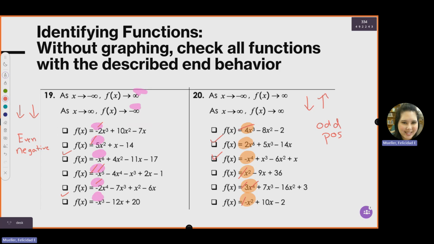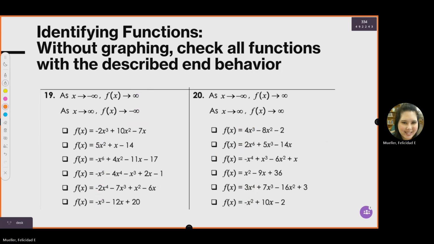This is the NPA lunch. So again, go ahead, try 19 and 20.